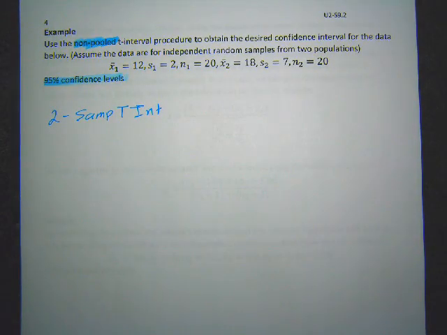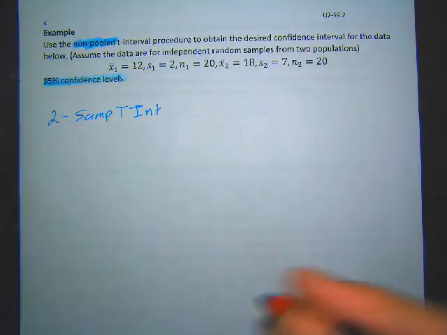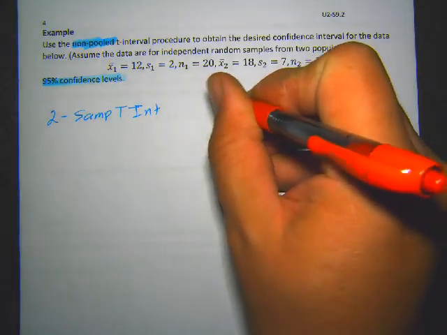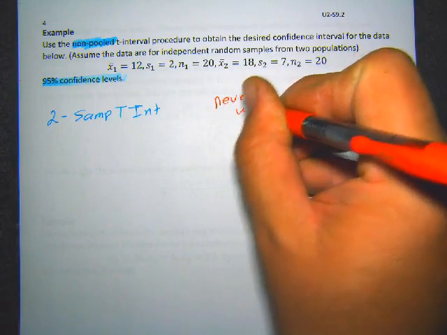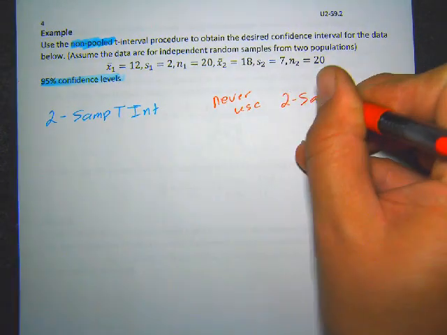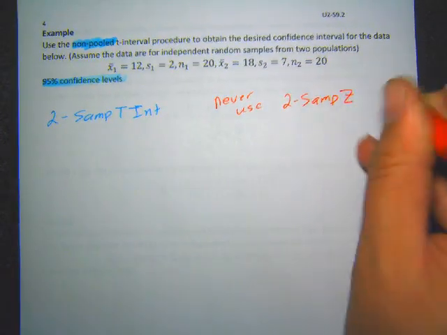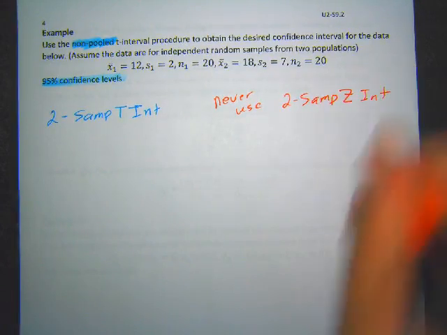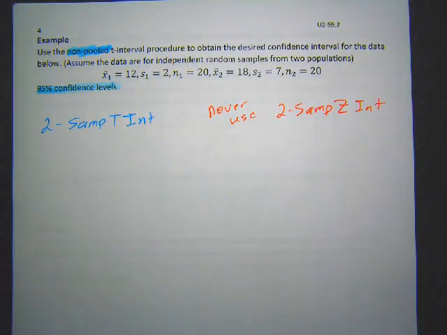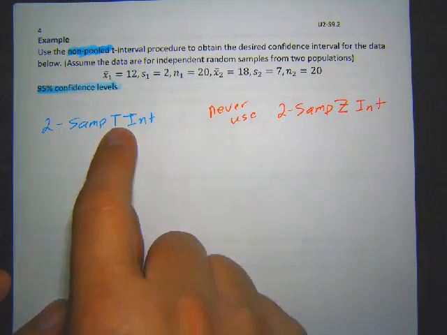And again, we're never going to do the Z one. So we're never going to use 2-SAMP Z interval, because that's for a situation we'll never really see. We won't see Z intervals. So if we're doing means, it's always going to be T.